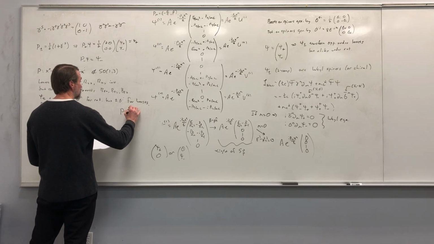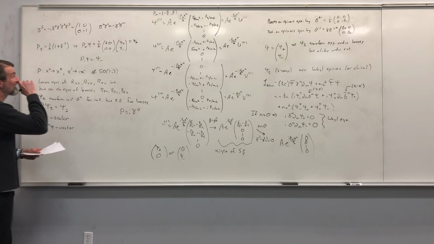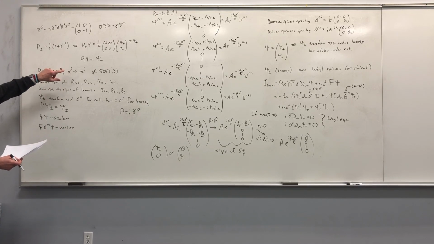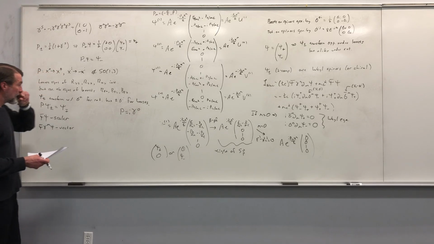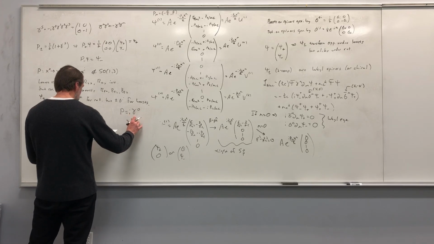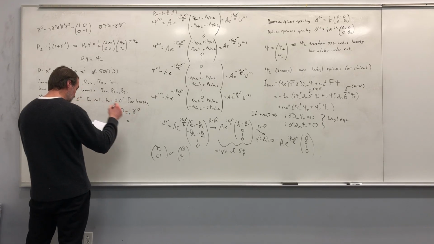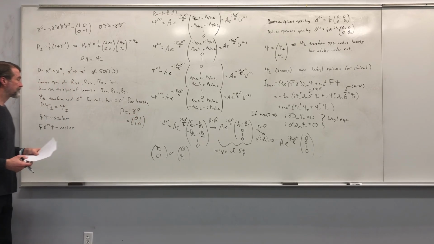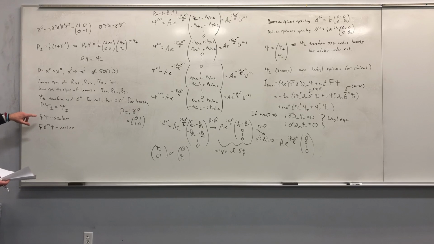P is i gamma 0. I've already set it up here. No, that's not my parity. This is my parity. So it turns out that this does this for me because gamma 0 just becomes 0, 1, 1, 0. So the parity transformation is going to act like that.